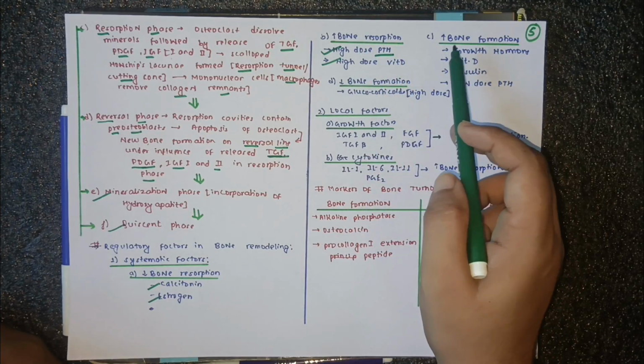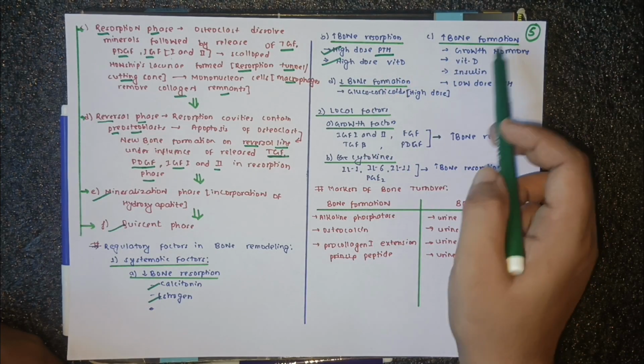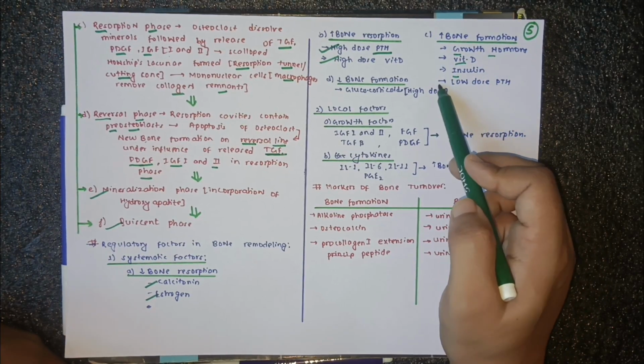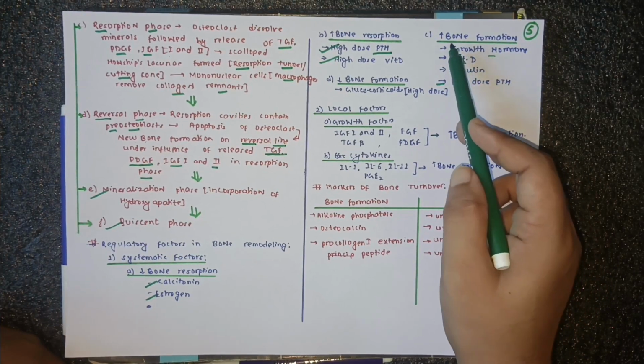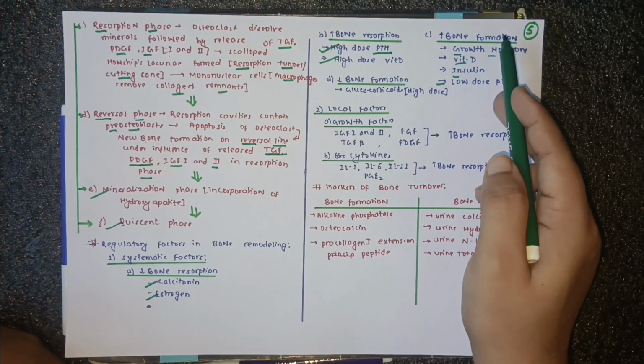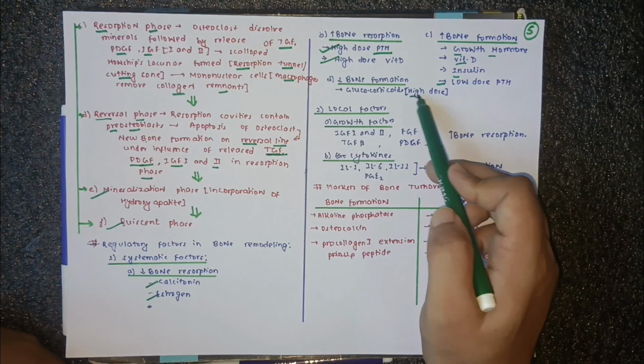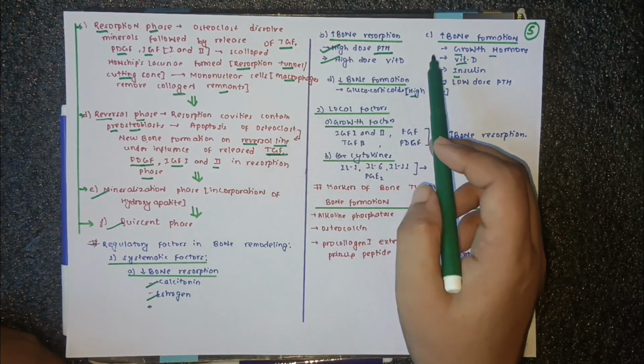Similarly, in the third point, increase in bone formation is by growth hormone, vitamin D, insulin, and a low dose of PTH. Those are facilitating bone formation. And decreasing bone formation is by glucocorticoid, in a high dose. So you can remember this.